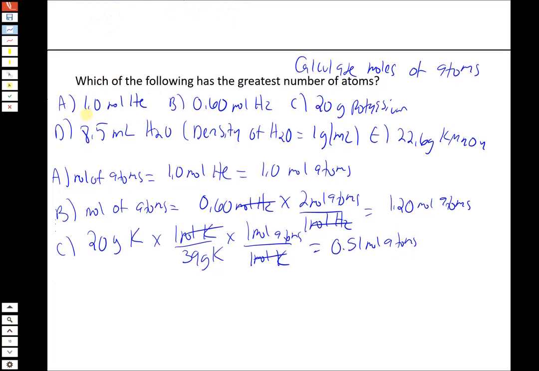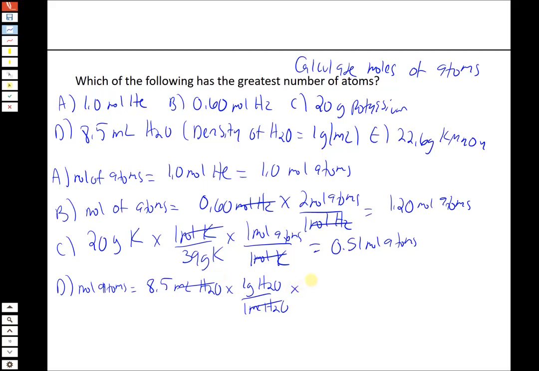Alright, and then choice D, this is one we haven't done a lot with, density, but we should know how to use it as a ratio of mass to volume. So if we want to find the moles of atoms in H2O, we have 8.5 milliliters. We can get into mass by using the density, 1 gram per milliliter. So we're just using density as a conversion factor. So that number is the same, it's just a density of 1 for water. So if you have 8.5 milliliters, you also have 8.5 grams.